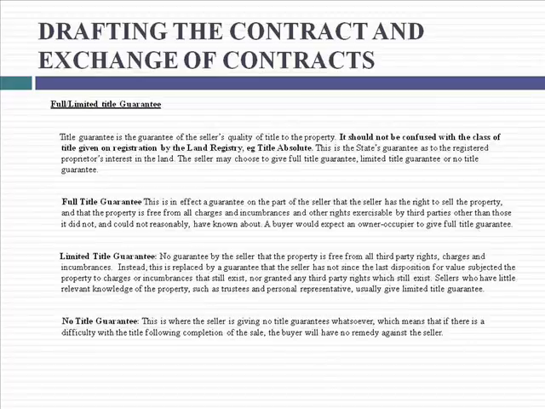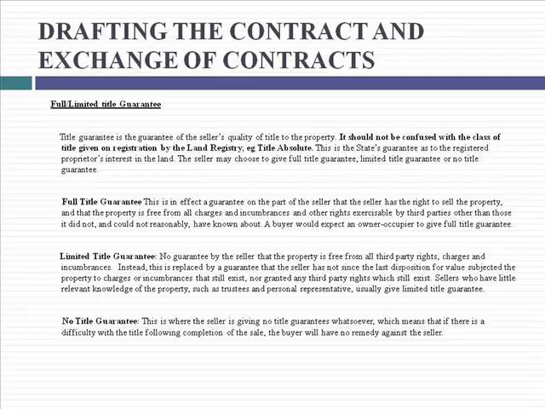Full/limited title guarantee. Title guarantee is the guarantee of the seller's quality of title to the property. It should not be confused with the class of title given on registration by the Land Registry, e.g. title absolute. This is the state's guarantee as to the registered proprietor's interest in the land. The seller may choose to give full title guarantee, limited title guarantee, or no title guarantee.